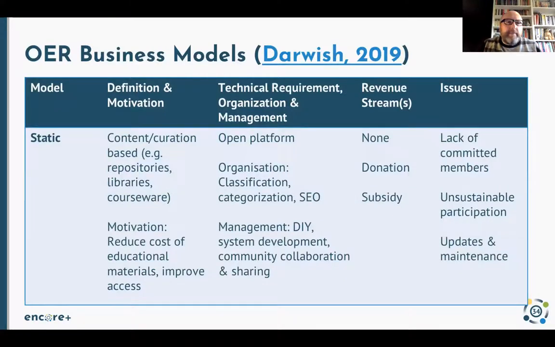We're looking into these in more detail in the project. I wanted to quickly mention that a couple of years ago, someone published a sort of typology of OER business models. And this also maps onto the SAMIA framework. So one type is static. I'm not going to go into too much detail on these. This is essentially just putting your resources online, and it's unsupported.